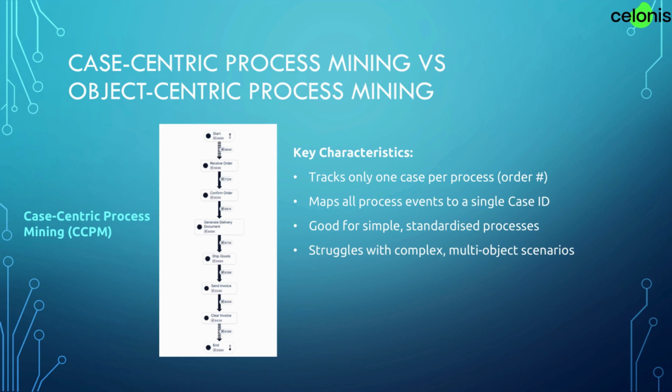However, real business processes rarely revolve around just one object. An order management process doesn't only involve sales orders. It also involves order items, deliveries, invoices, customers, and suppliers. Trying to force all of that into a single case perspective can hide important relationships.